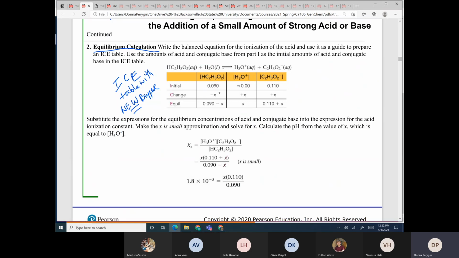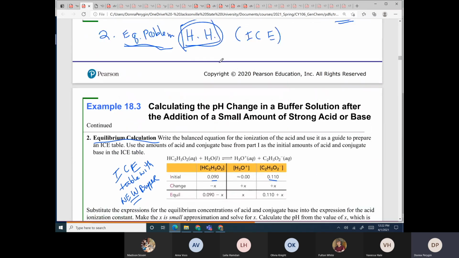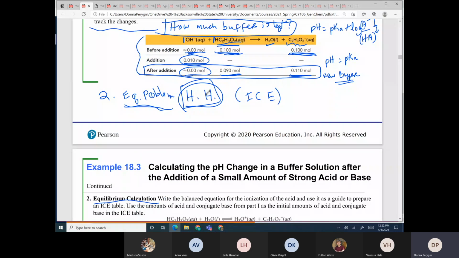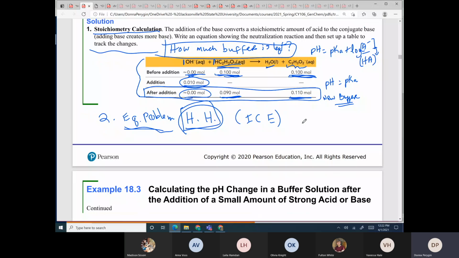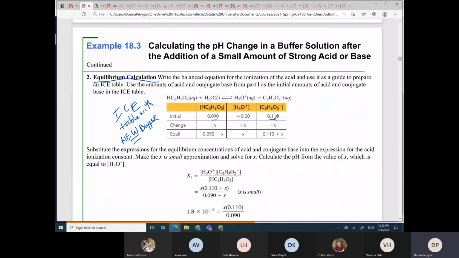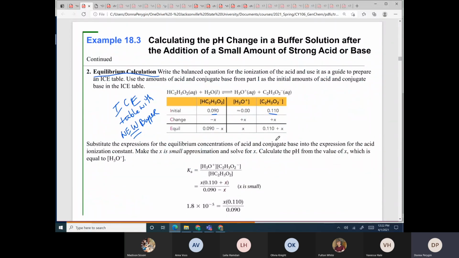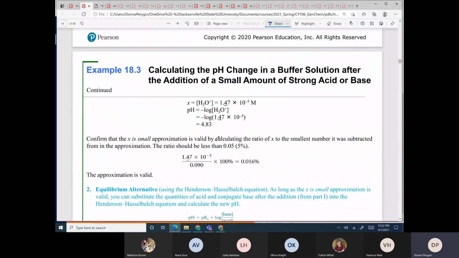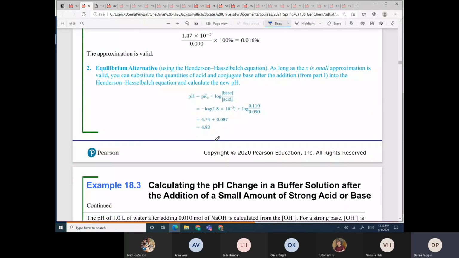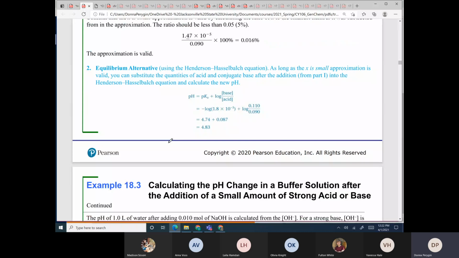So you just say 0.090, 0.110. That's the amount we got out of our stoichiometry problem, 0.090, 0.110. That's the initial amounts we put in here. Then we're going to be losing x, gaining x, gaining x. So we've got 0.090 minus x, and 0.110 plus x. We can solve for x and get the pH, but you can also use the Henderson-Hasselbalch equation here, okay?